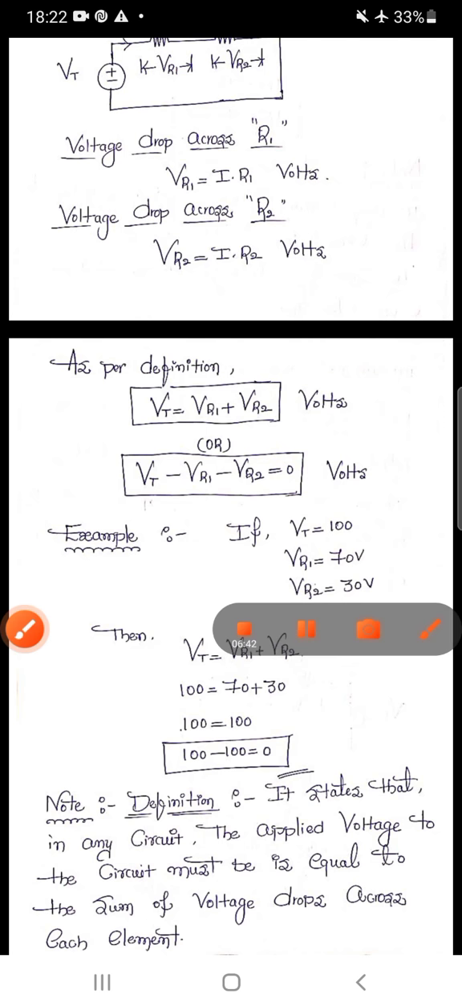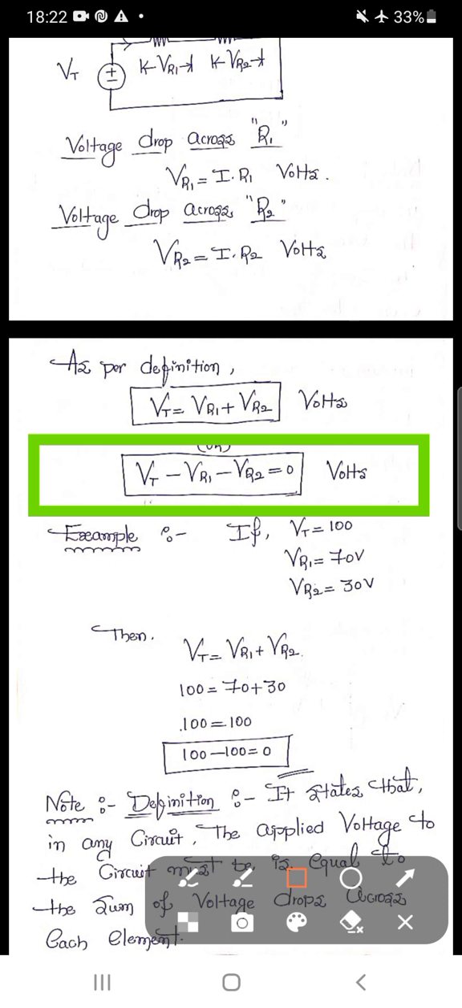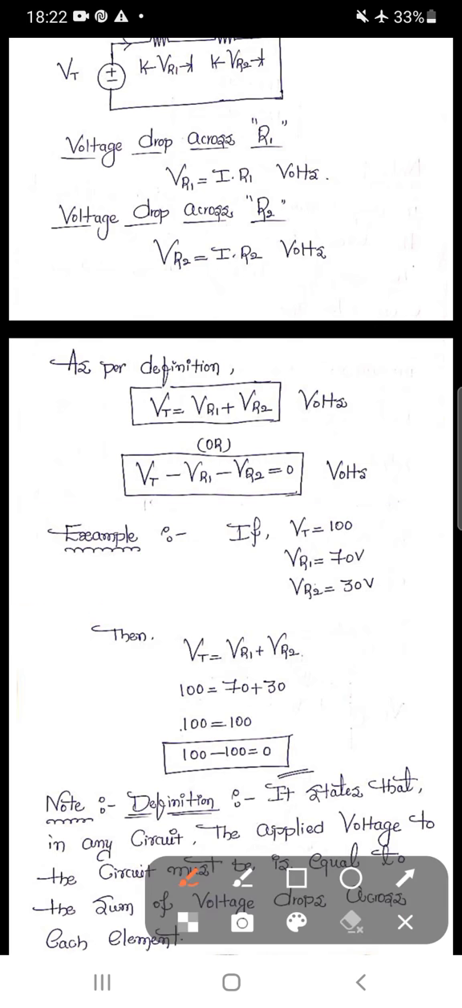But here this expression represents the algebraic sum of voltage in a loop is equal to 0. So that is the reason why we can define the definition for this expression. We can also define the definition for this expression. Okay, so here just see the difference between these two.